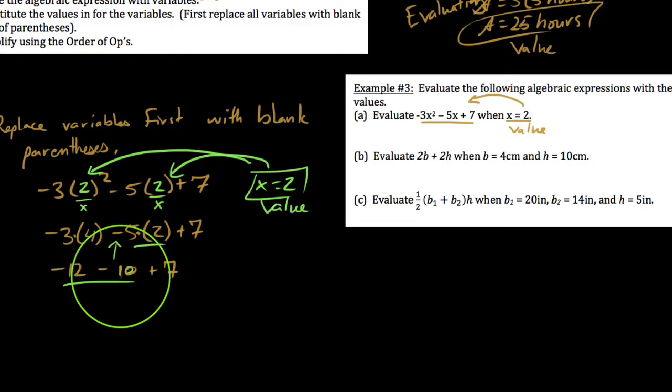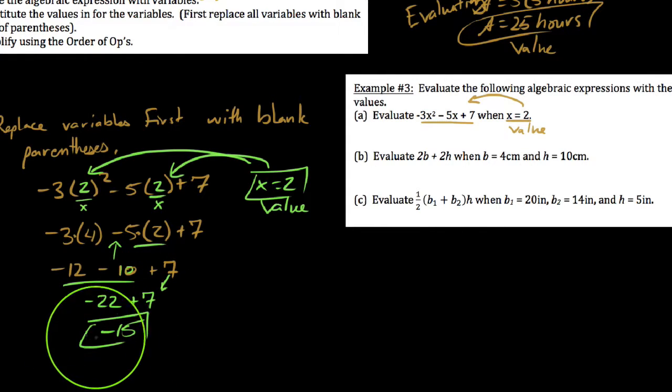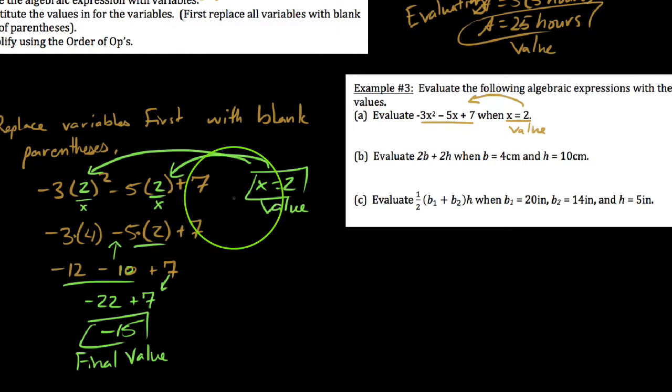So we say -12 take away 10 more would be -22, and we still have this plus 7 that we'll carry down here. -22 plus 7 would be a -15. So we'd say this is the final value on our expression after we've evaluated the expression for the value of 2 plugged in.